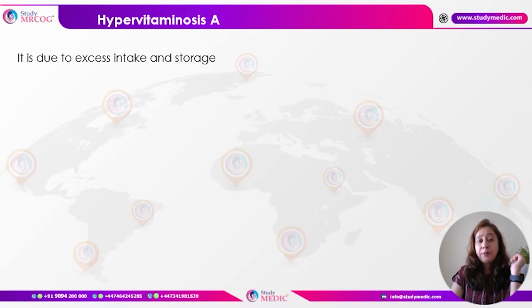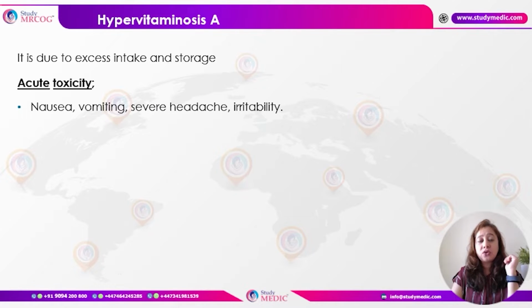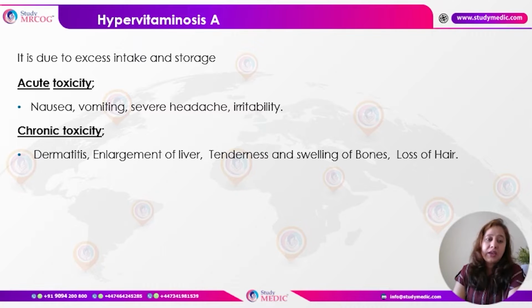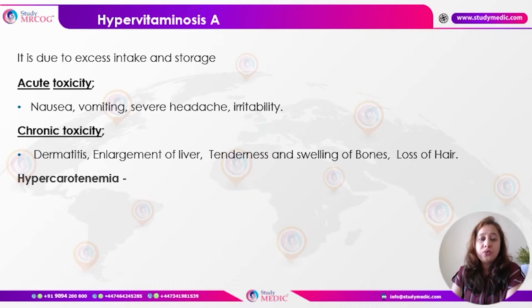Hypervitaminism is also injurious. So excess intake and storage can cause acute or chronic toxicity. Acute toxicity presents with nausea, vomiting, headache, irritability. Chronic toxicity, if seen over a longer time, can present with hepatomegaly, tenderness and swelling of the bone, and loss of hair.